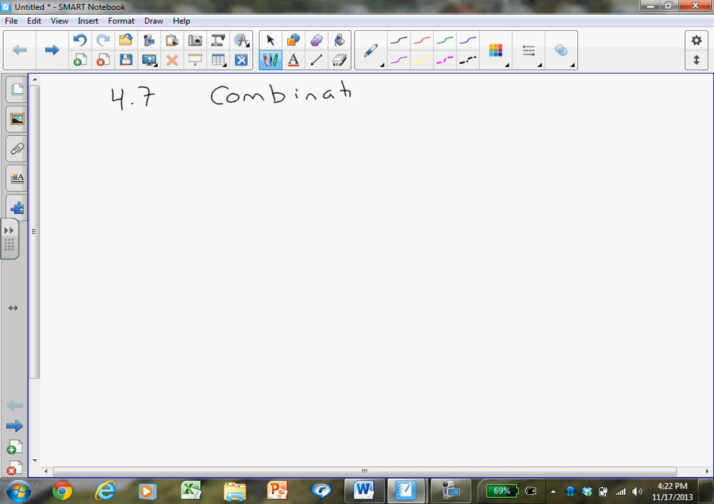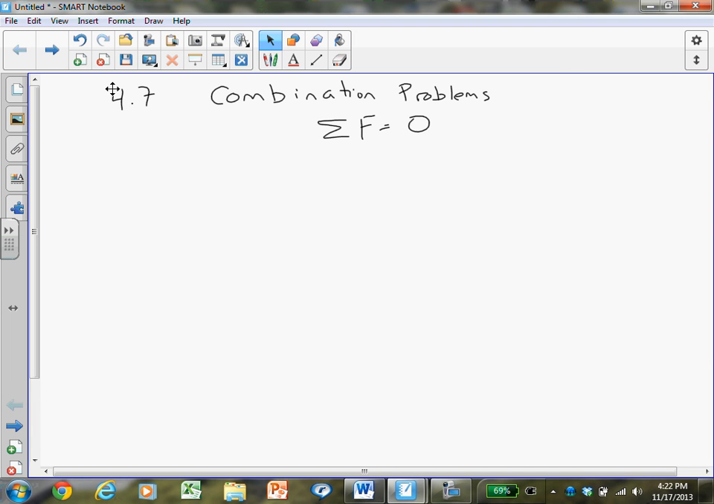Combination problems, but still making use of the first law of no net force. Sum of the forces equals zero. So overall, we have no acceleration, but we still have problems for it. So okay, let's take a table. We'll just do a couple examples here, and then many more in class.